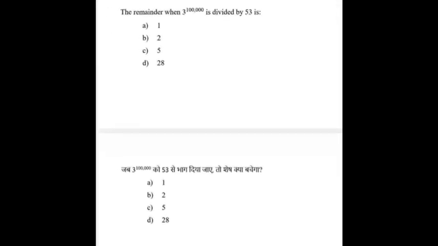Okay, so this is the question asked in the ISRO scientist entrance exam, where the question is: what is the remainder when 3 raised to power 1 lakh is divided by 53? So this question is basically a simple consequence of what is called Fermat's Little Theorem. I'll explain it in a minute, and then by invoking the theorem we will solve this question.